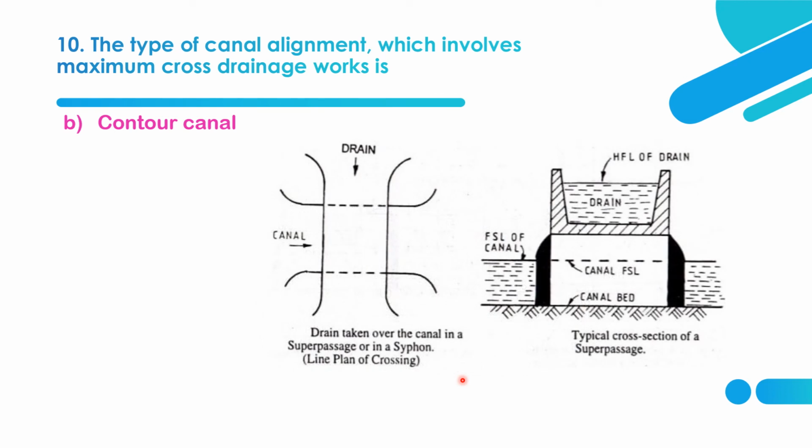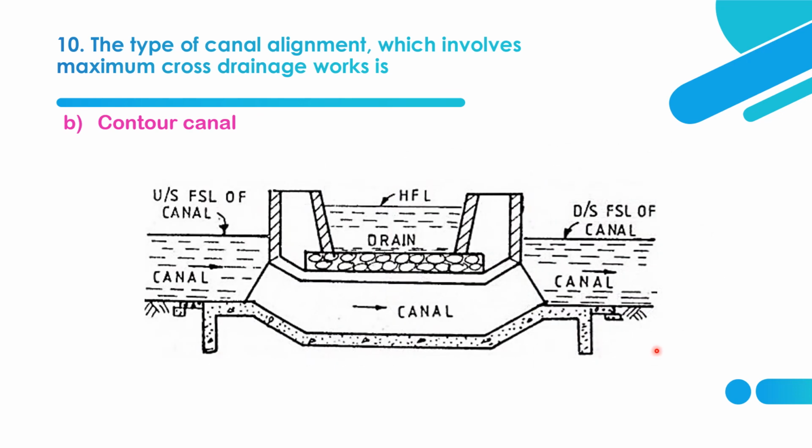And next is the drain above canal. There are two types here. Here the FSL, that is the full supply level of the canal, will be much below the bed level of the drain. Then that will be called a super passage. In case the FSL of the canal is above the bed of the drain, then that will be called a canal siphon. So this is a canal siphon.